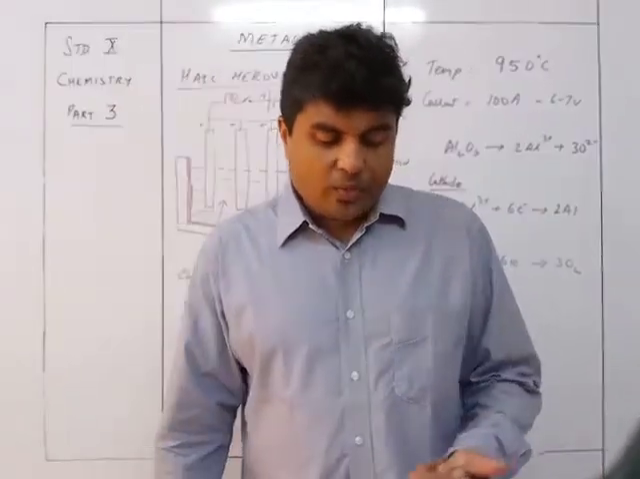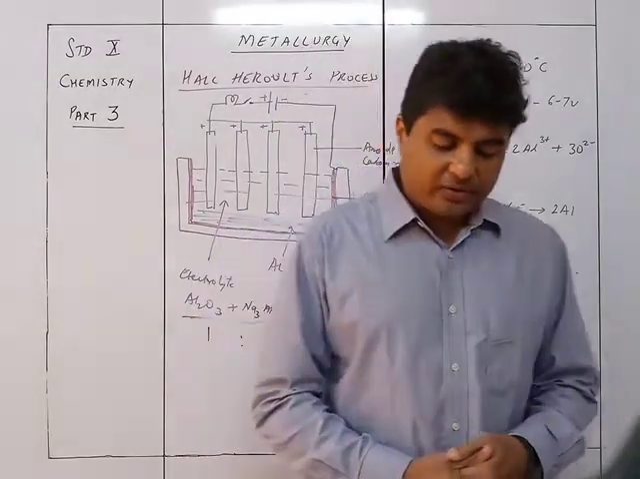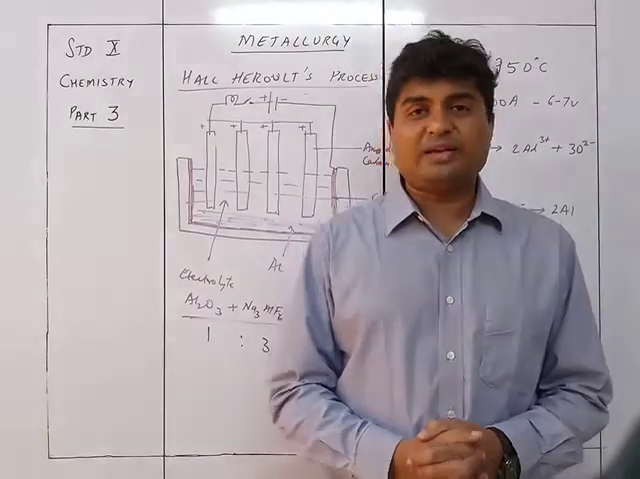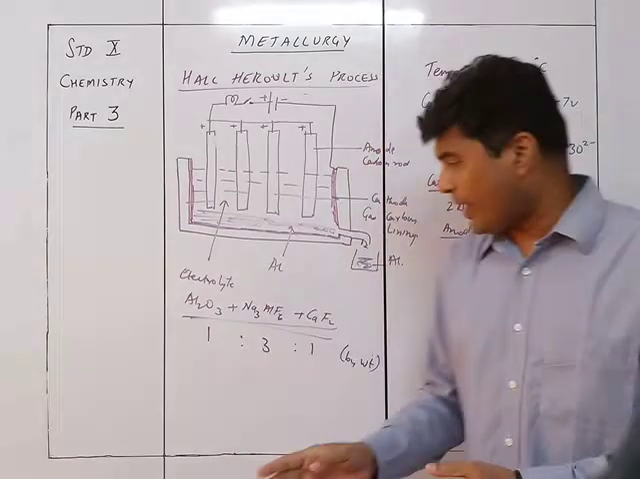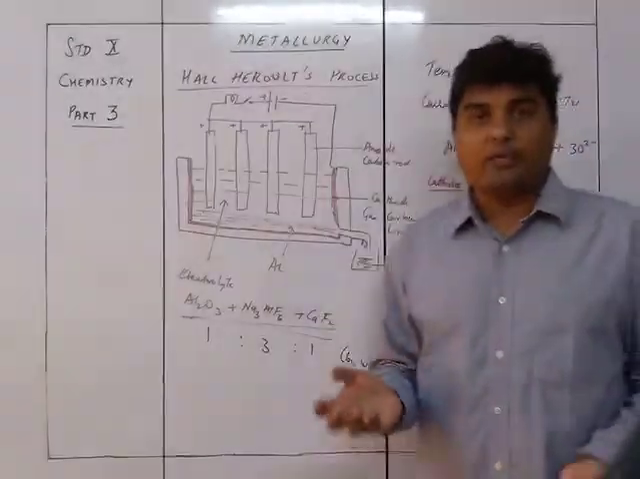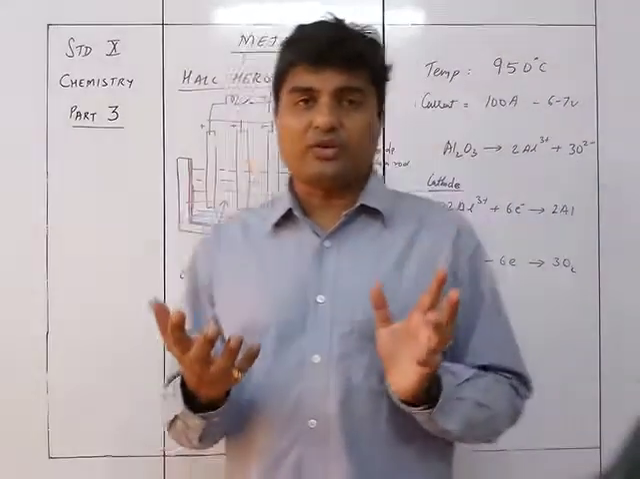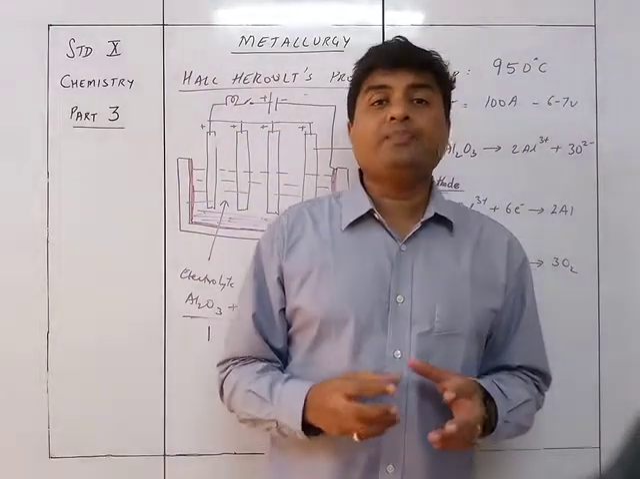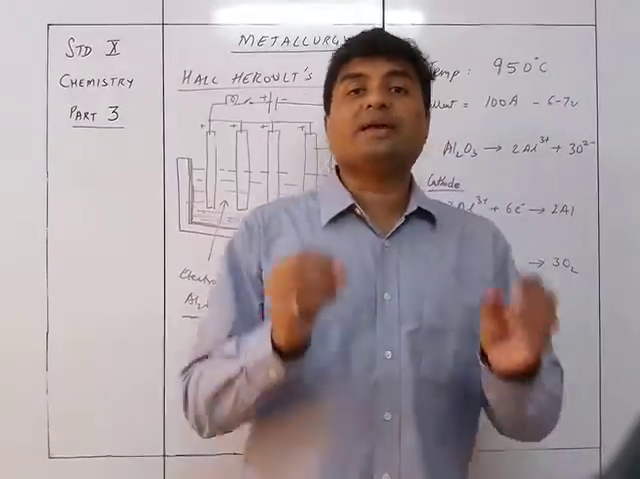Second, what are the difficulties faced during electrolytic reduction of alumina? Why do we need to add these other substances? Why are we using them? That is the question. If we don't use them, what difficulties are we going to have?